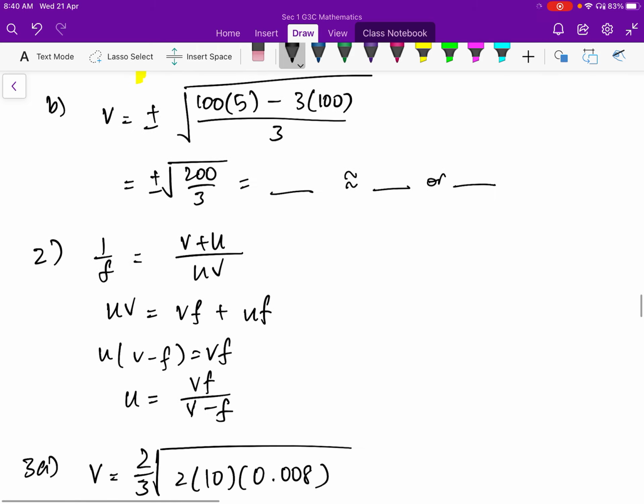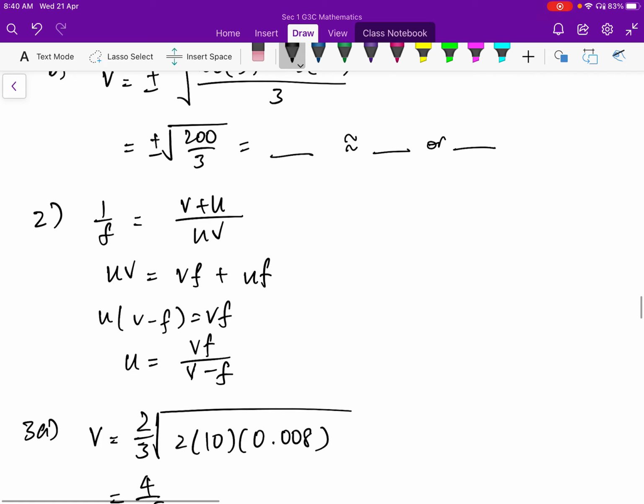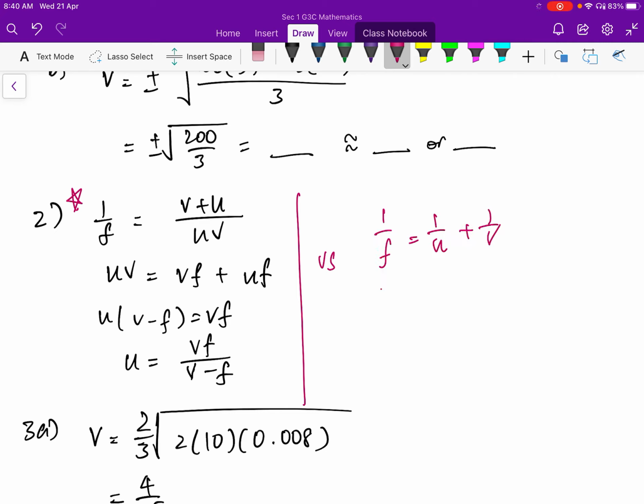And then for question 2, we've done this in last year already. We've done the same question last year already. Very popular question though, so put a star. Make sure you know how to do this. To make u the subject versus 1 over f equals to 1 over u plus 1 over v. Then you go around thinking that f equals to u plus v and therefore u equals to f minus v. This is wrong.